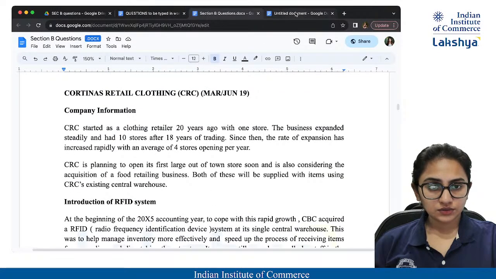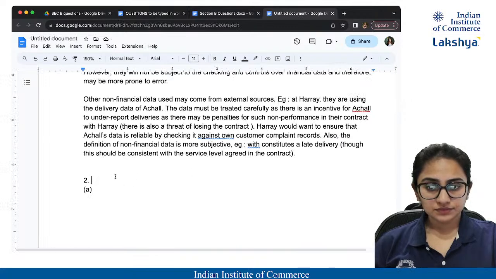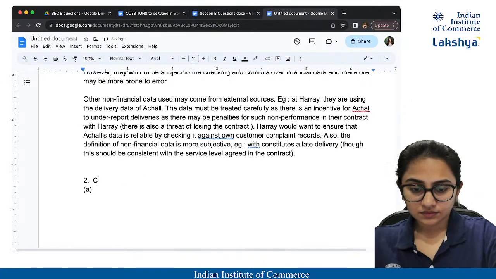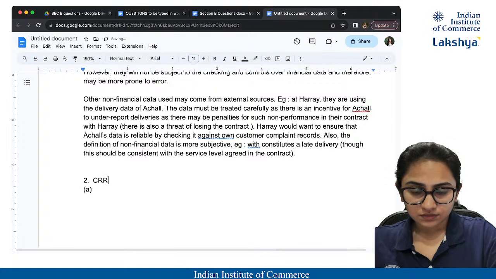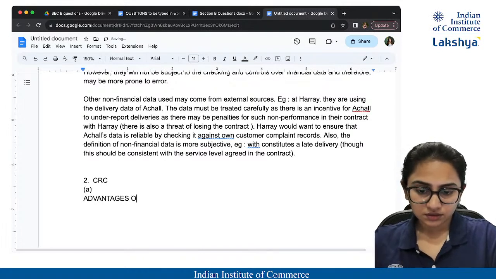Cortina's retail clothing. First one, A. You first give advantages of the current budgeting system.